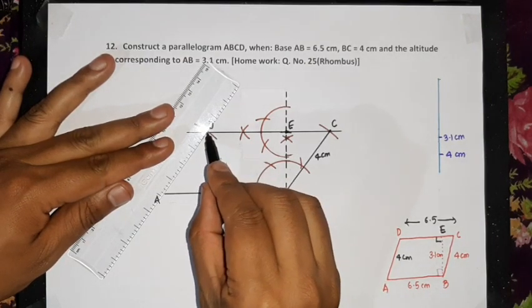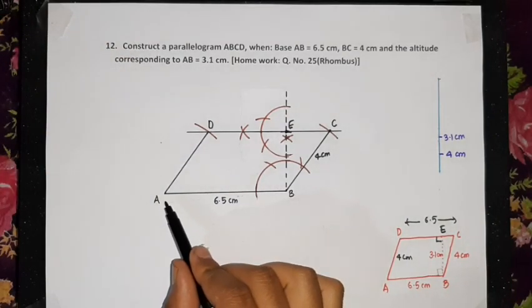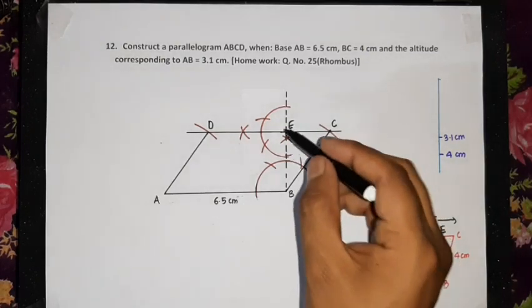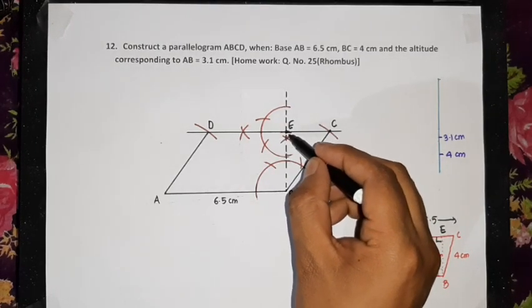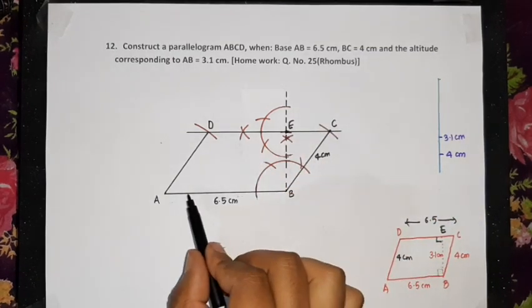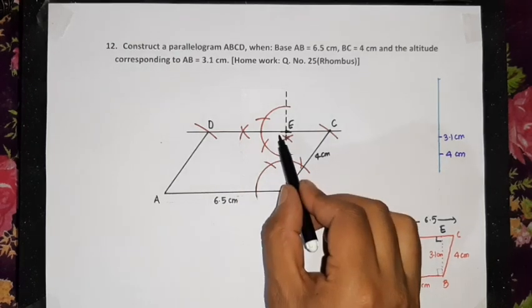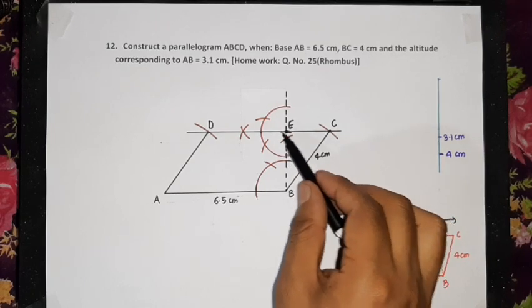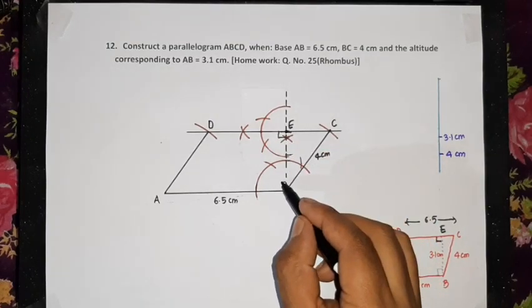After joining, I have got my parallelogram. ABCD is a parallelogram. Here I want to say a few things. You might be wondering why I am drawing this 90 degree. Because if we draw 90 degrees, then only we'll get this line parallel to this line. The two lines will be parallel if this angle is 90 degrees. Otherwise, if this is not 90 degrees, then the line which we get here will not be parallel to AB. So this is my 90 degree, this is also my 90 degree.